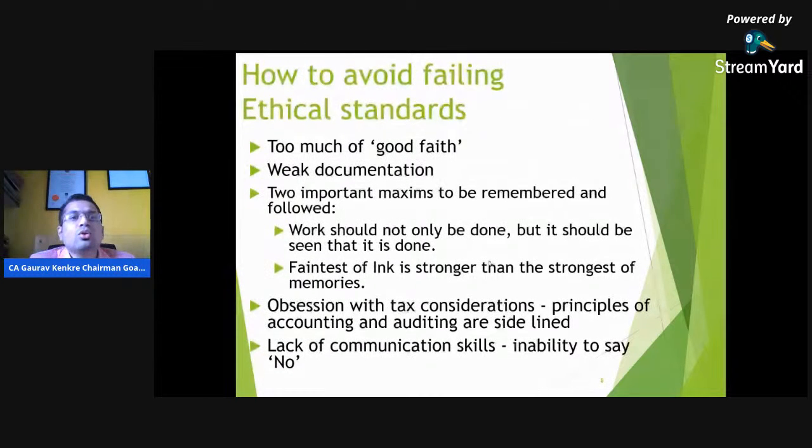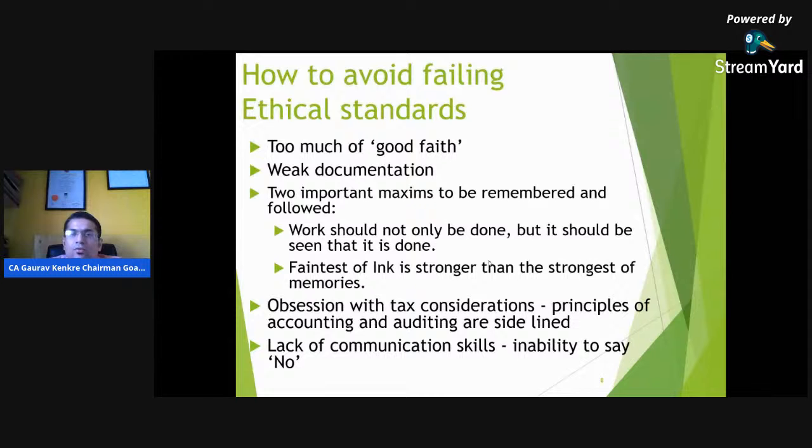So how to avoid failing the ethical standards? Some tips which can be shared here. First of all, too much good faith. Very often we see, and it happens to all of us, that we reduce our checking or our due diligence on the basis of good faith, assuming that the client or the taxpayer has done his job in a fair manner.